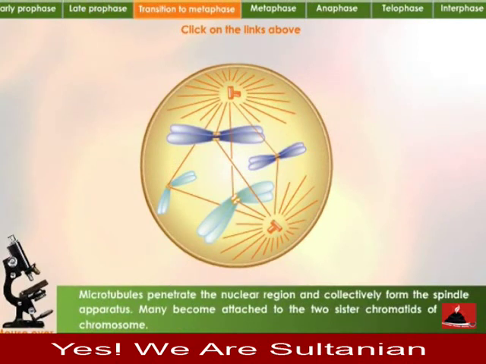Transition to metaphase. Microtubules penetrate the nuclear region and collectively form the spindle apparatus. Many become attached to the two sister chromatids of each chromosome.